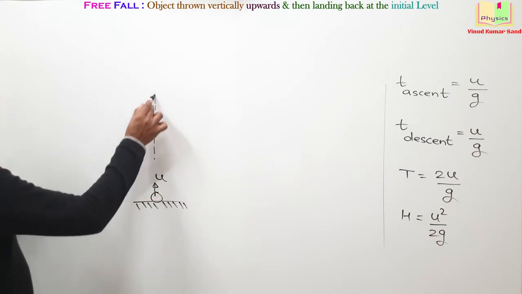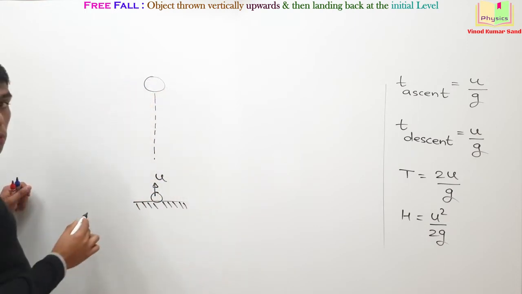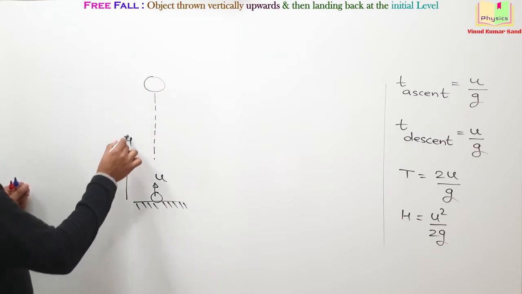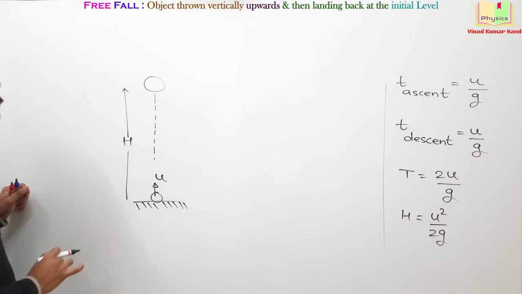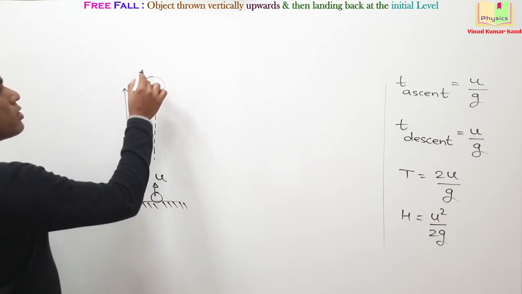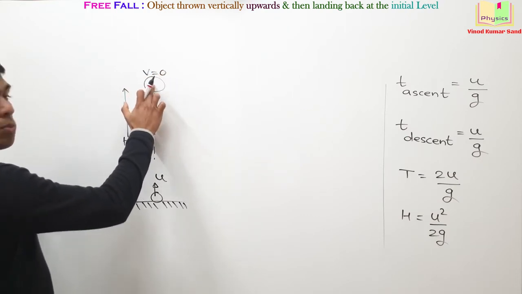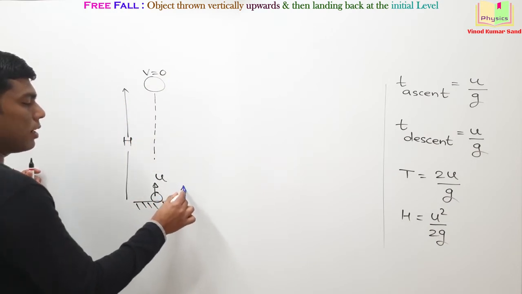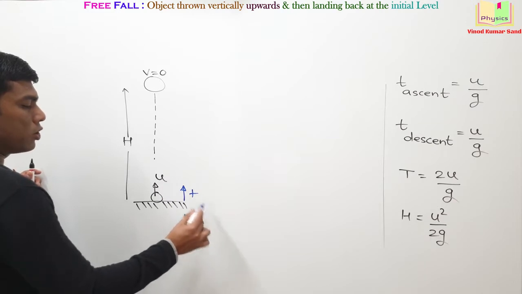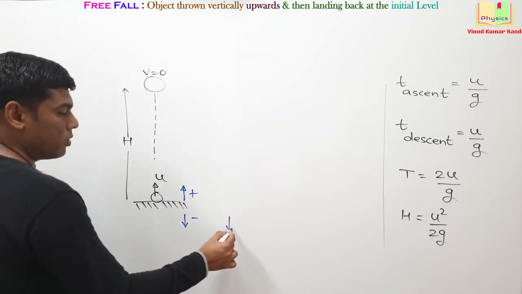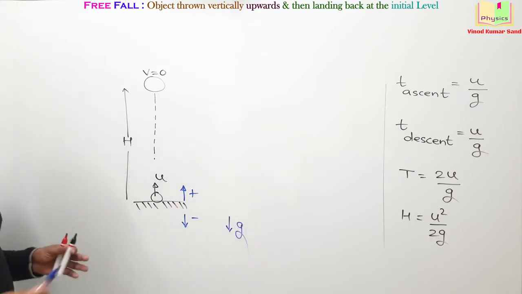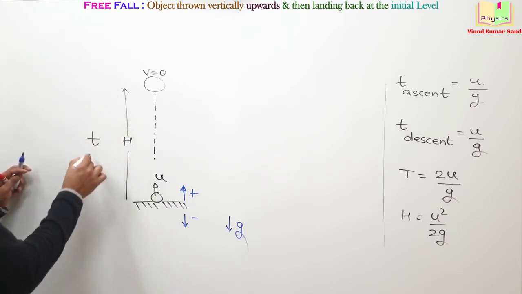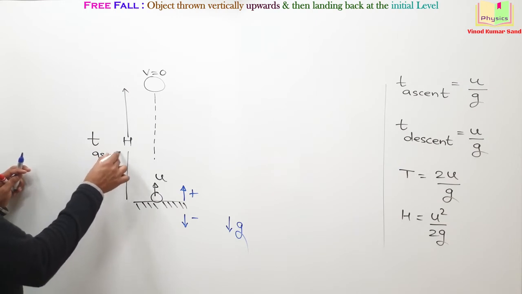So this ball is rising up and slowing down. Here comes a moment when the ball attains its maximum possible height above the ground. At this moment, its velocity is 0 momentarily. For computation purpose, we are choosing the upward direction positive, the downward direction to be negative. Acceleration due to gravity is in this direction. Now, to travel up this height, let's say it is consuming the time of ascent.